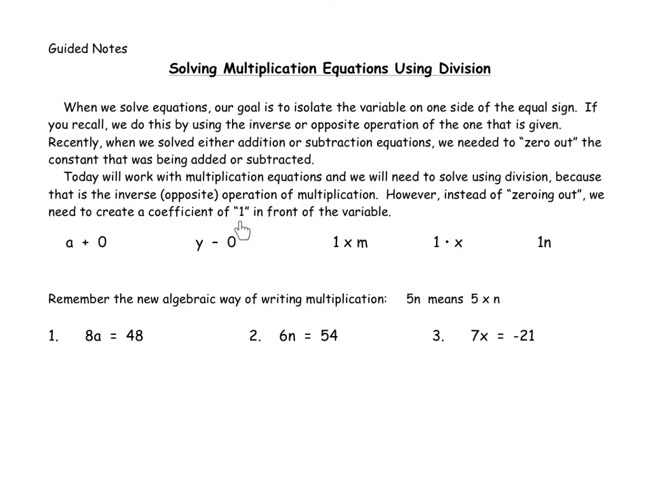Coefficient is a number in front of a variable. So the coefficient of 1 will be in front of the variable, and 1 times anything is that anything. So these are all examples that you see here of the identity property. A plus 0 would give me A, y minus 0 would give me y, 1 times m would give me m, 1 times x would give me x, and 1n, the preferred way to write this, would be n. So that's what we're trying to get. We're trying to get a coefficient of 1 in front of every single one of these variables.